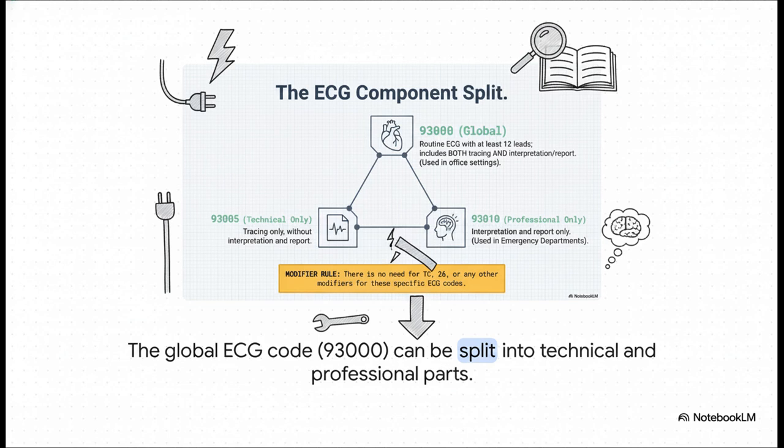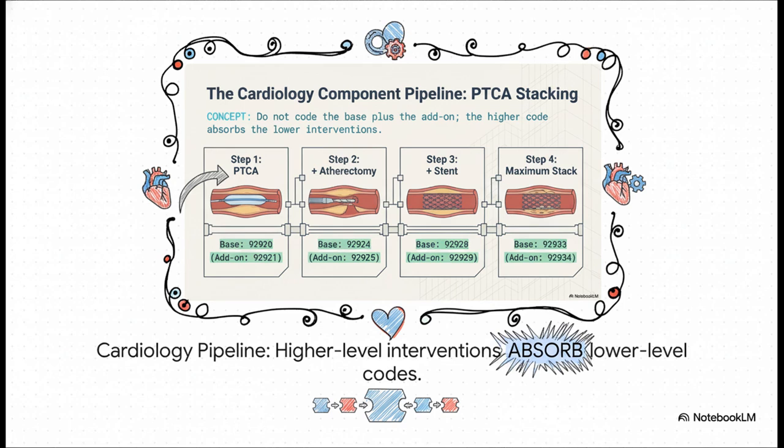Makes sense, right? But then for other things, like these complex cardiology procedures, the logic completely flips on its head. Here, you don't add codes together. The most complex procedure actually absorbs the simpler ones. So if a surgeon does an angioplasty, then an atherectomy, and then puts in a stent, you don't code all 3. You only code for the highest level of work, the big one, in this case, placing the stent.